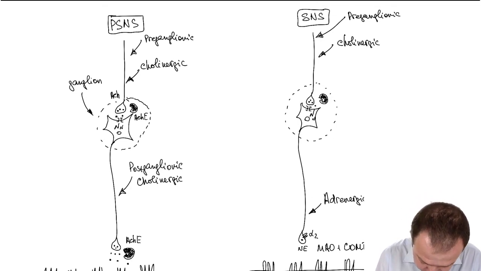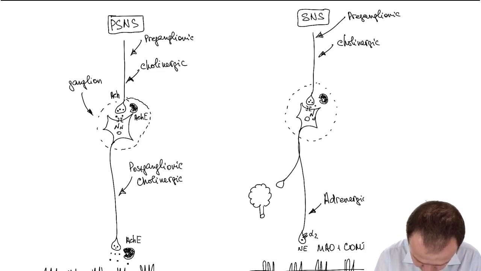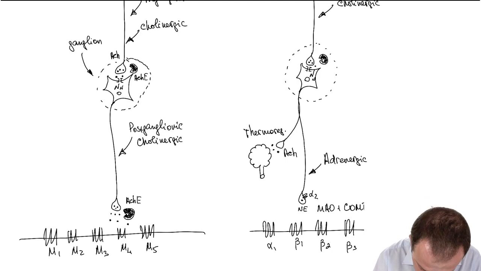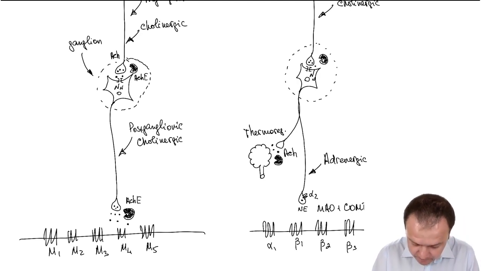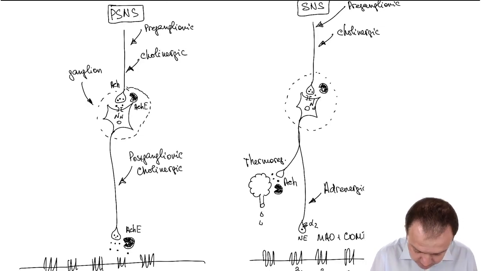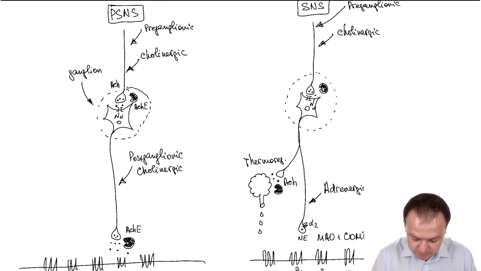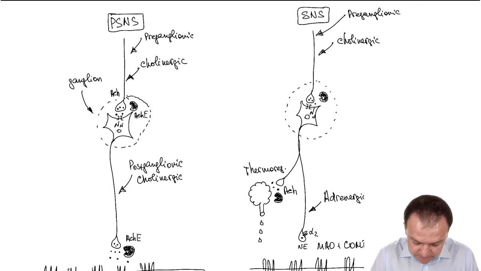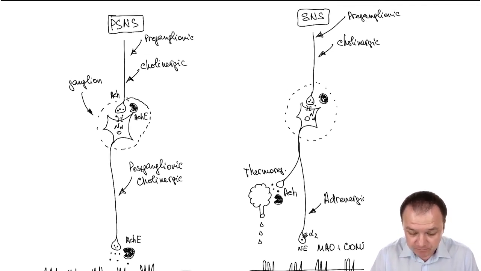Postganglionic fibers of the sympathetic nervous system that innervate sweat glands, or thermoregulatory sweat glands, also release acetylcholine. And this acetylcholine degrades by acetylcholine esterase. So we should remember that postganglionic fibers of the sympathetic nervous system release acetylcholine in case of innervation of thermoregulatory sweat glands.